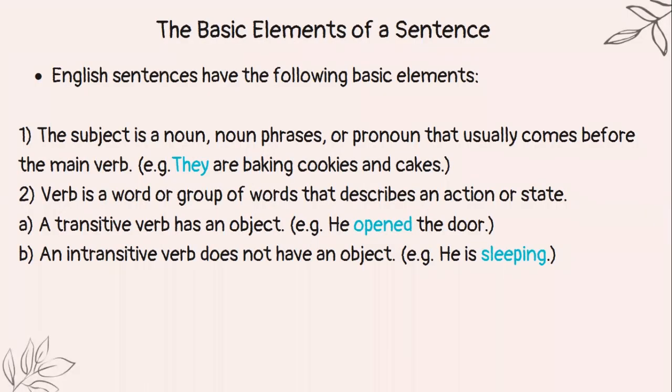First of all, we need to know what a sentence is. A sentence is a group of words that usually contains a subject and a verb and expresses a complete idea. English sentences have the following basic elements. Number one, the subject, which is a noun phrase or pronoun that usually comes before the main verb. For example, they're baking cookies and cakes.